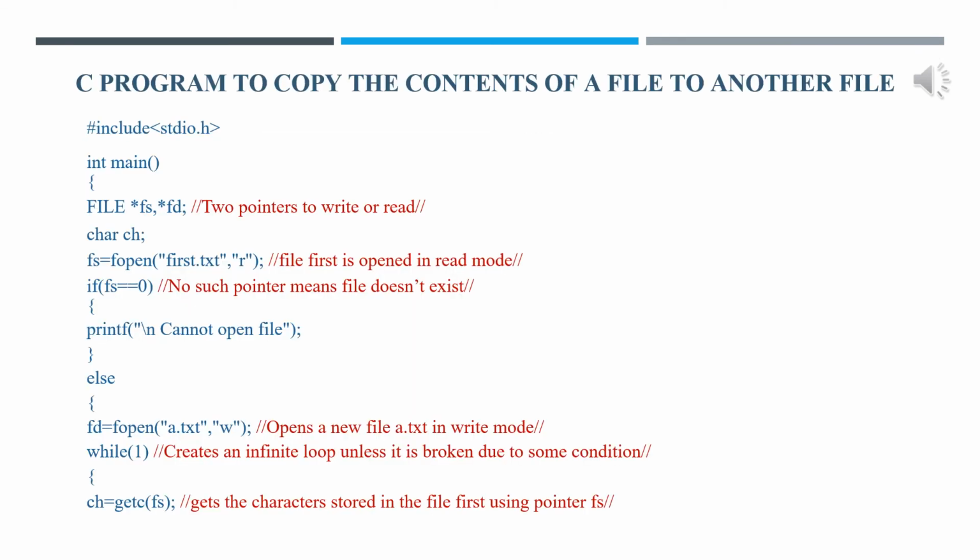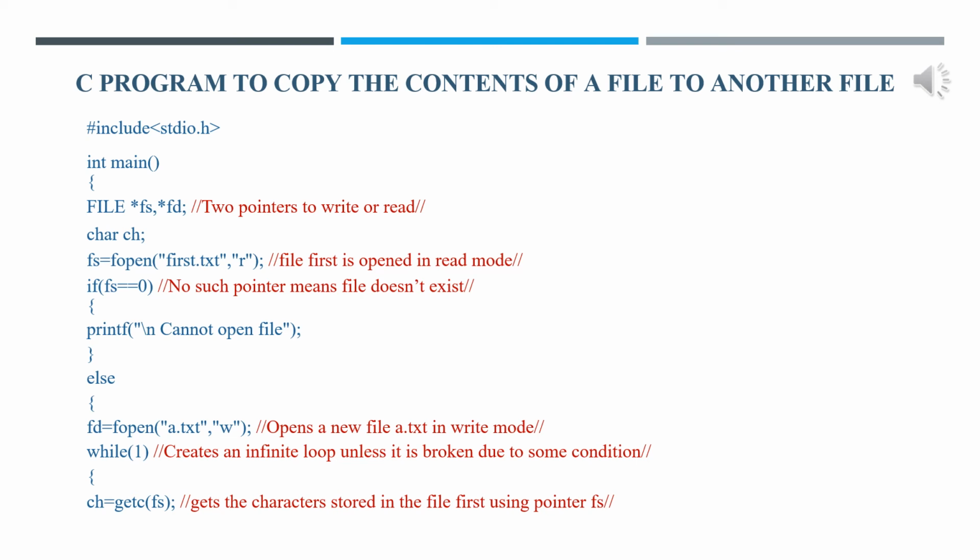Now this is another program to copy the contents of a file to another file. That means we will have 2 files. So we have taken 2 pointers fs and fd and a character ch. Now we will open the first one. We have already created this file first.txt in read mode. We cannot open it in write mode, then everything will be erased.